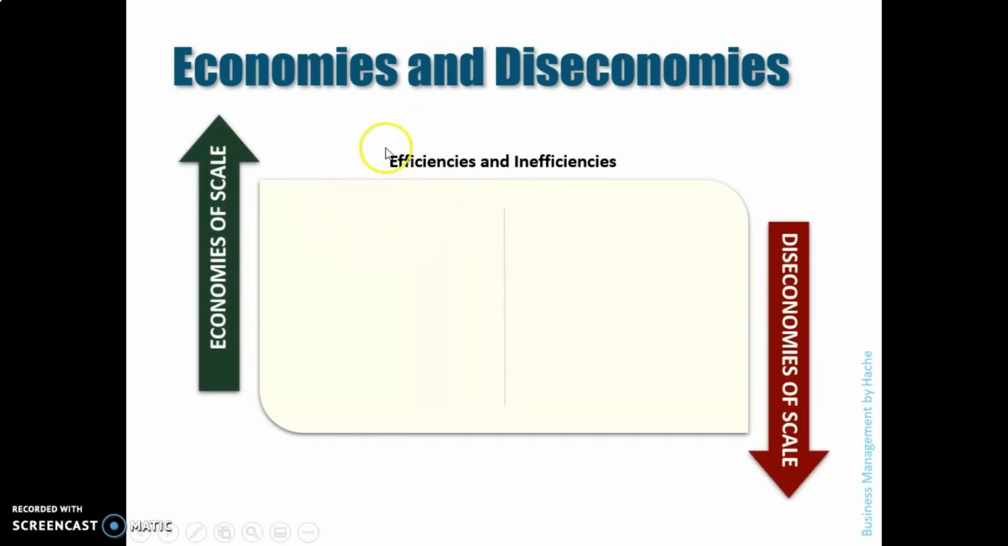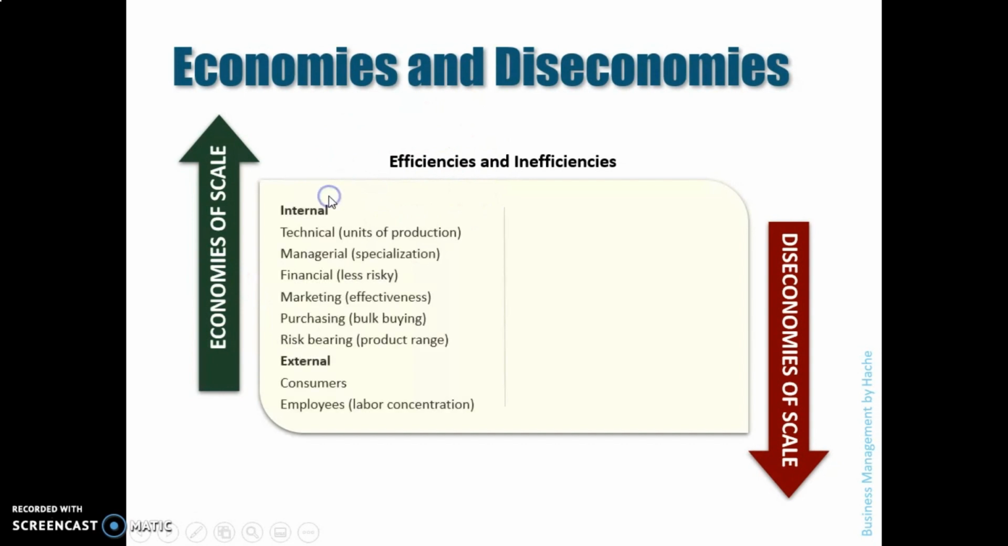Which efficiencies can lead us to economies of scale? For example, we have some internal efficiencies and external efficiencies. In the internals, we can consider, for example, technical economies of scale or technical efficiencies. For example, by having more units of production, by producing more, you might be decreasing the cost of production.